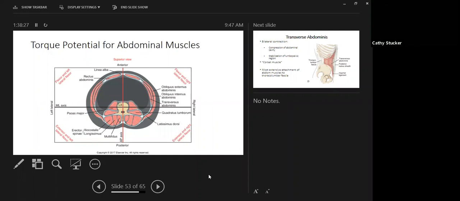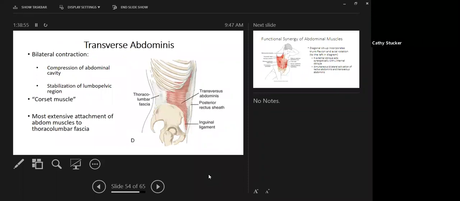Anybody? External oblique. Yep, longest moment arm. So it just kind of gives you an idea of the orientation. Quadratus lumborum does not have a very strong moment arm for extension. Again, it primarily does some compression and stabilization functions.